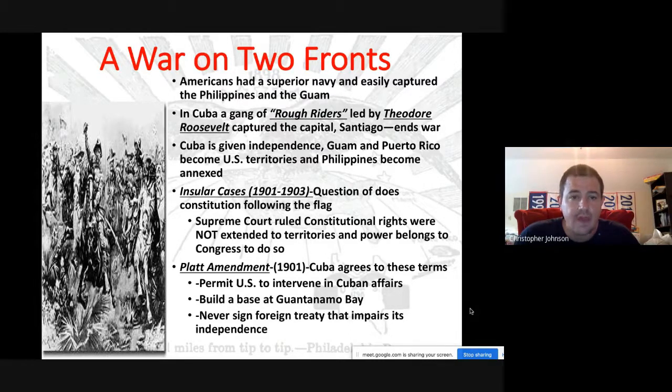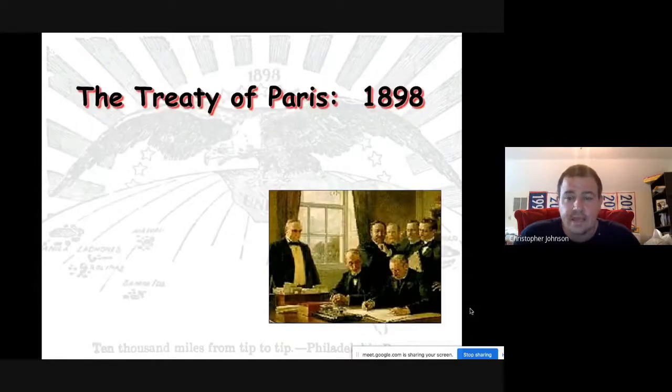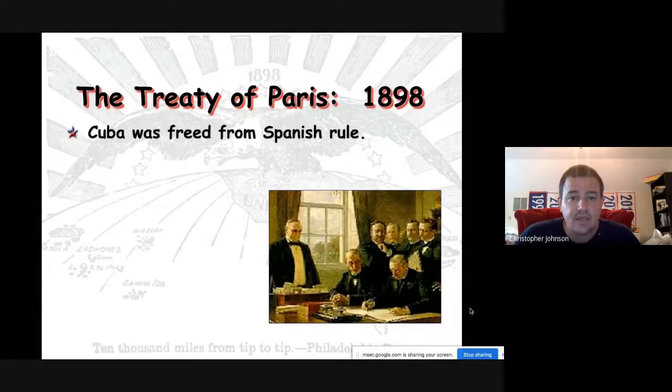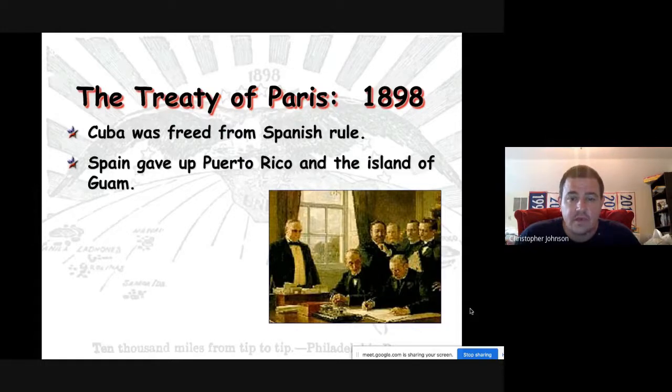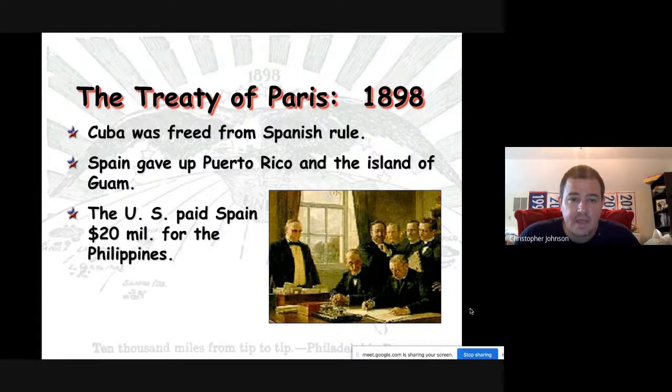That goes all the way back from the 1950s with the Cuban Missile Crisis, as well as the Bay of Pigs invasion. In 1898, the Treaty of Paris is signed. Cuba is freed. We get Puerto Rico and Guam from Spain.